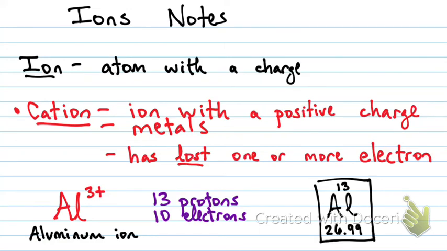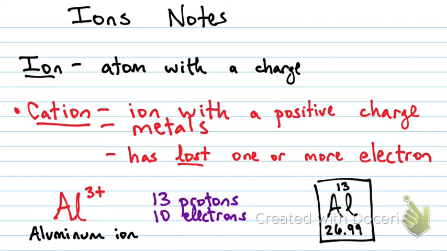We are going to take some notes on ions. An ion is an atom with a charge. It gets that way because it gains or loses electrons. A cation is an ion with a positive charge. Metals typically become cations when they become ions. This is because they lose one or more electrons.